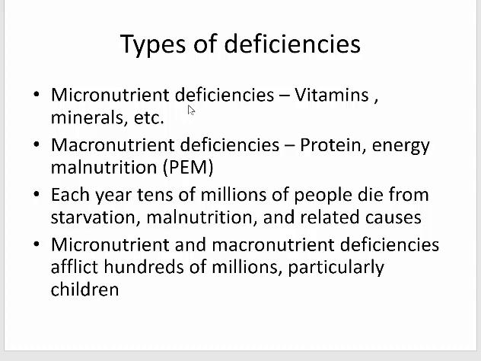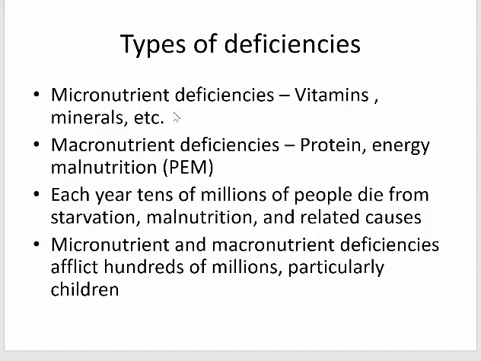So anyway, each year many people in developing countries die from starvation, malnutrition, and related causes. And as we'll see in the food lecture, this is rather tragic because this happens even though we produce enough food on the planet to feed everybody, but it's not distributed properly. So they have macronutrient deficiencies as a result of that.